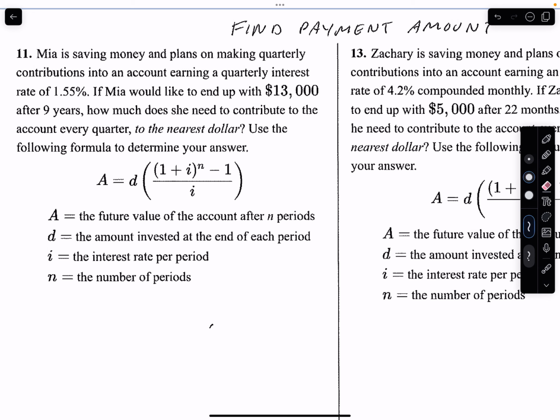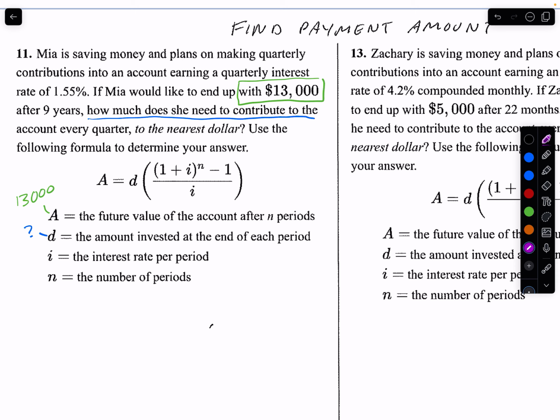Okay, now we're going to look at something that's useful if you want to save or to plan for something that you need to do in the future. So in this particular case, it said Mia would like to end up with $13,000. So here we have an answer of $13,000. We want to know how much she needs to contribute, how much she needs to invest.